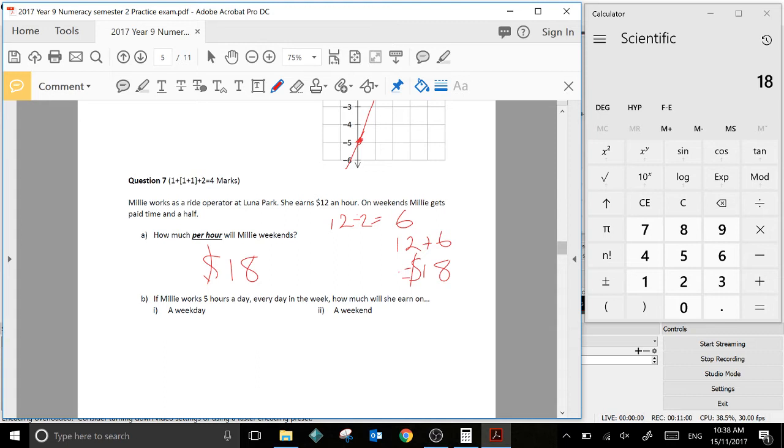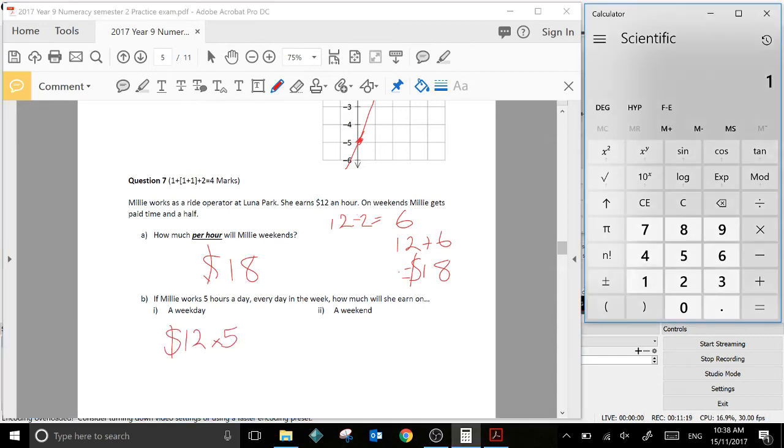Now, if Millie works, question B, if she works 5 hours a day, every day in the week, how much will she earn on a weekday? Well, if it's a weekday, she's earning $12 an hour, and she's working 5 hours. So $12 an hour working 5 hours is 12 times 5, which our calculator tells us is 60.